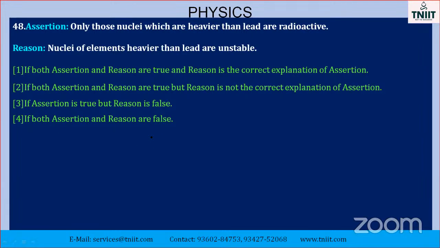What is the assertion? Only those nuclei which are heavier than lead show radioactivity? No, lesser ones are also going to be radioactive. So the assertion itself is false. In all the options they are telling that assertions are true. So which is the right option? Fourth one is the right option.